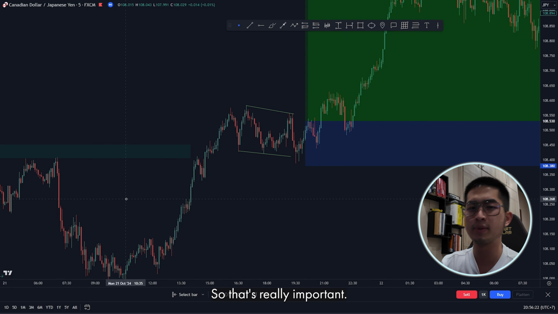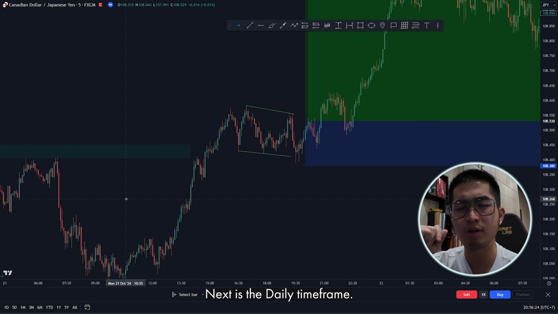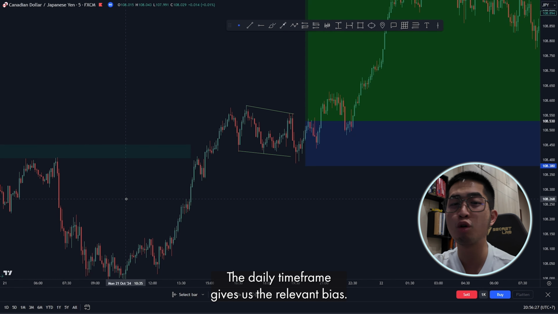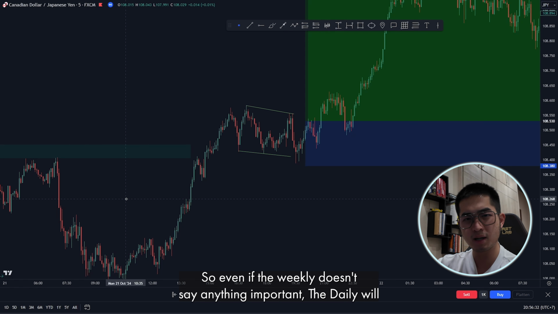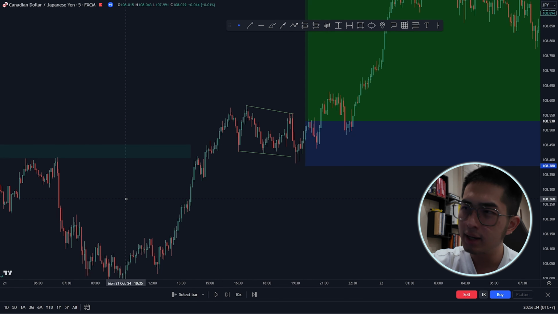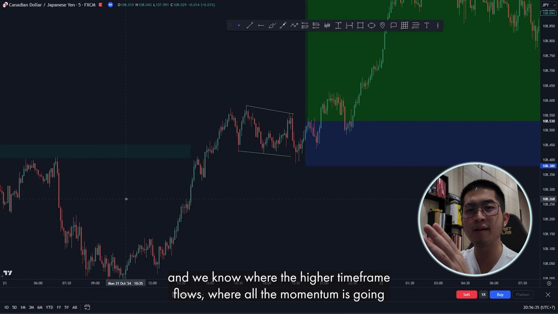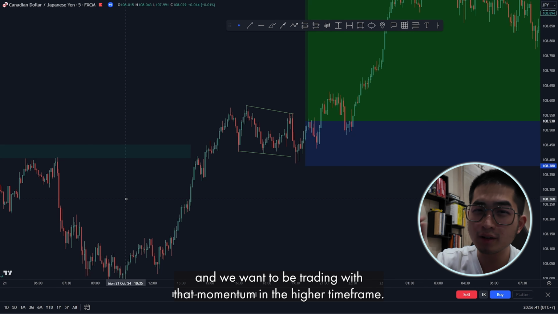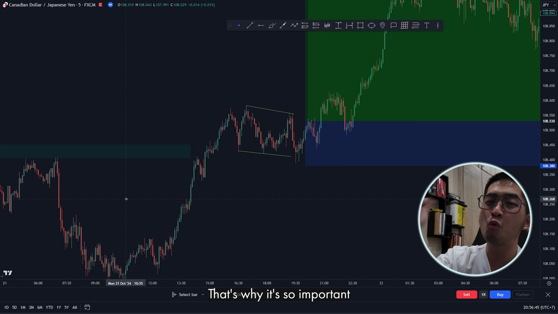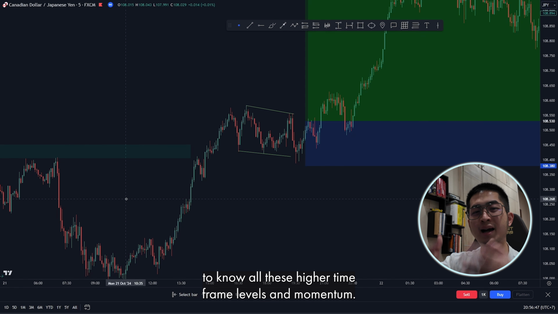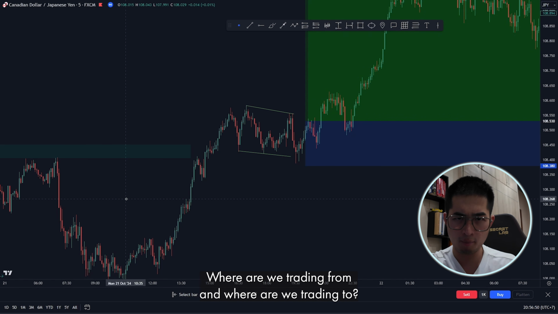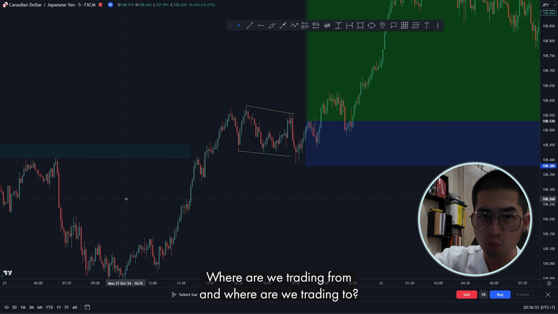So that's really important. Next is the daily time frame. The daily time frame gives us the relevant bias. All right, so even if the weekly doesn't say anything important, the daily will. And we know where the higher time frame flows, where all the momentum is going. And we want to be trading with that momentum in the higher time frame. That's why it's so important to know all these higher time frame levels and momentum. Where are we trading from and where are we trading to?